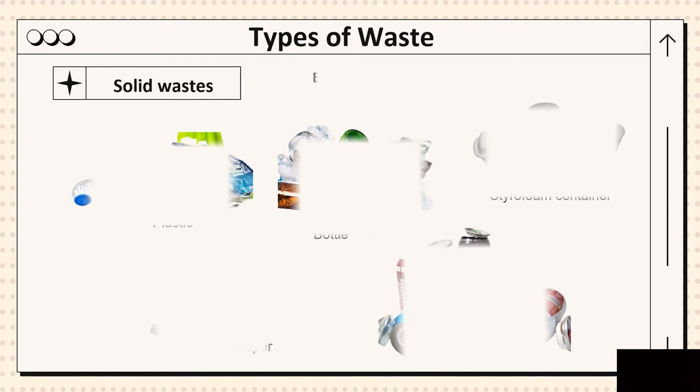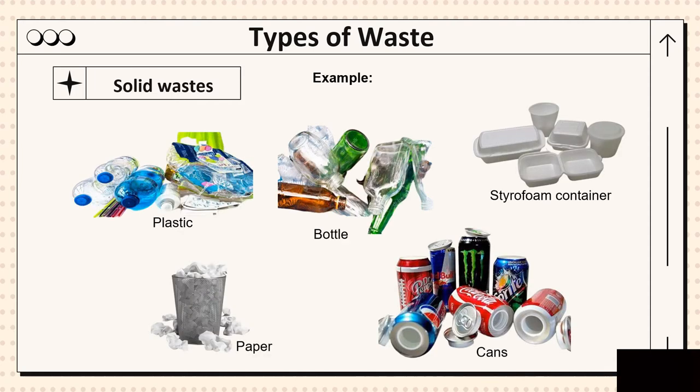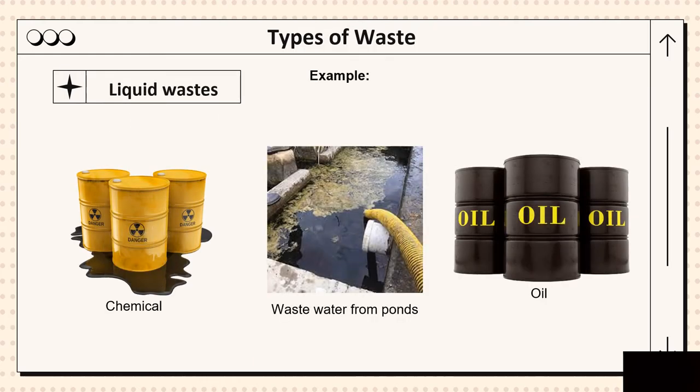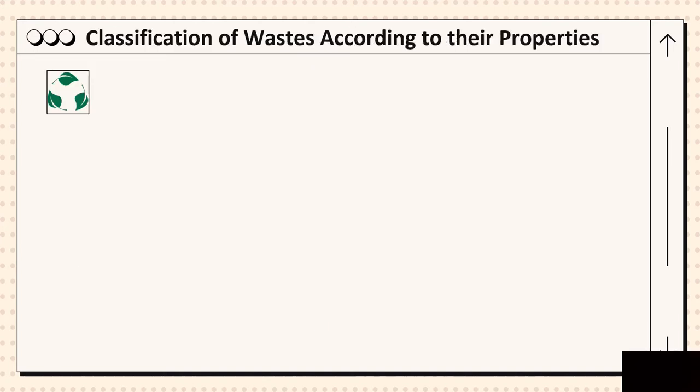Okay, next. Types of waste again tayo. So, yung solid waste. So, ito yung example ng ating solid waste. So, nandiyan si plastic, bottle, styrofoam container, paper, and cans. Okay. Liquid waste naman. So, ayan, yung chemical, water, waste water from plants, and oil. So, yan yung mga example ng liquid waste.